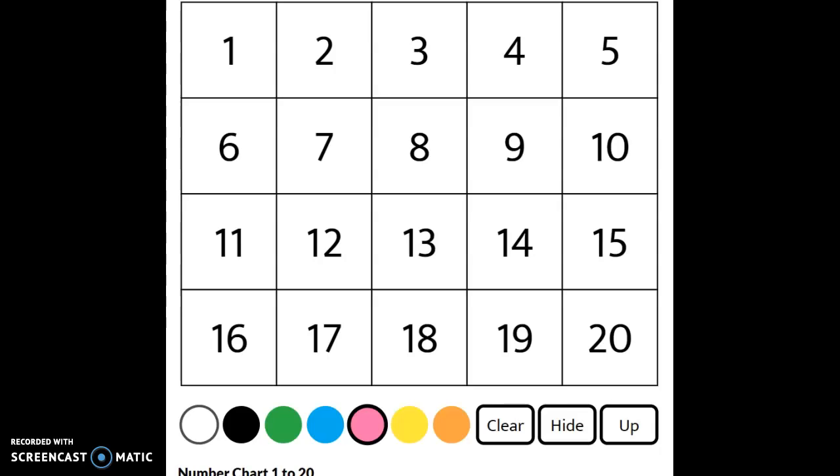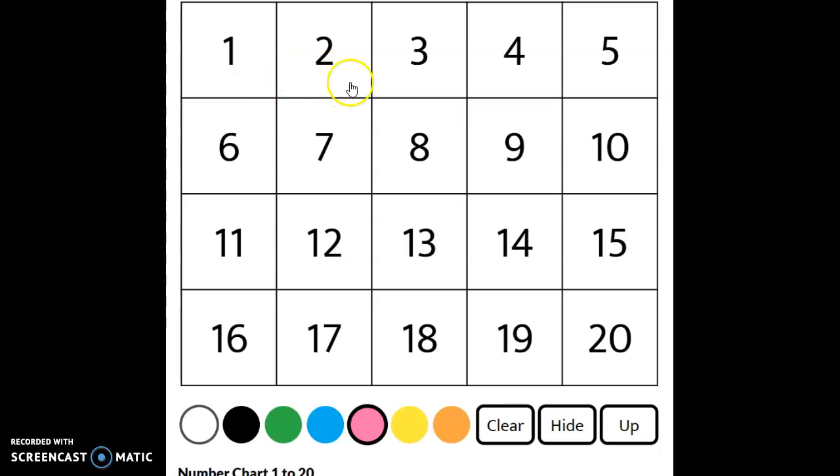Good morning, guys. Today we are going to be identifying and writing the number 20. This is lesson 7.3. Okay, so let's begin by warming up just like we did the other day by counting. And this time we're going to count all the way to 20. So I want you to count with me as I point to the numbers.